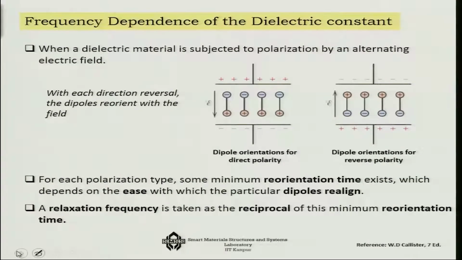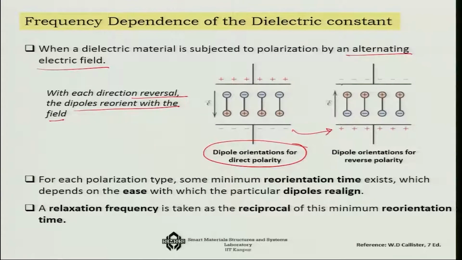This dielectric constant has a frequency dependence. For example, when it is subjected to polarization by an alternating electric field, then with each direction reversal the dipoles will reorient themselves with the field. So, this is a case where dipole orientations follow the polarity, and as you change, this negative will become positive, this positive will become negative. So, a dipole reversal is happening.